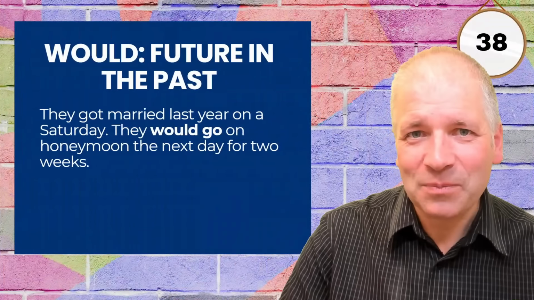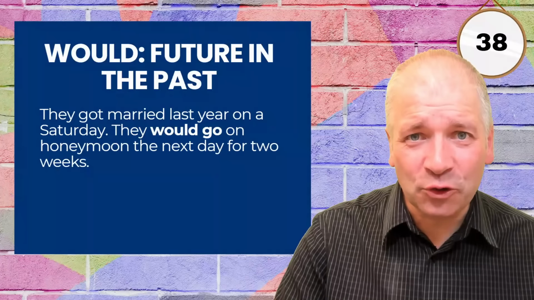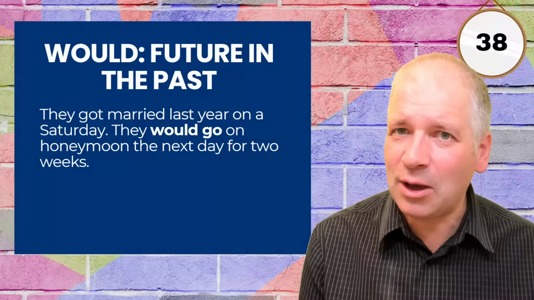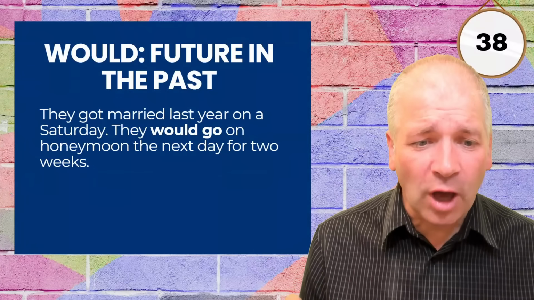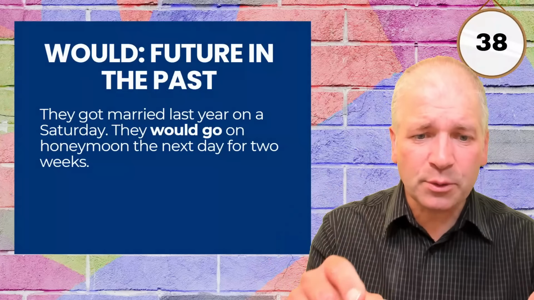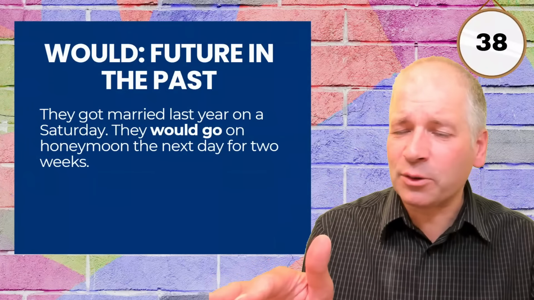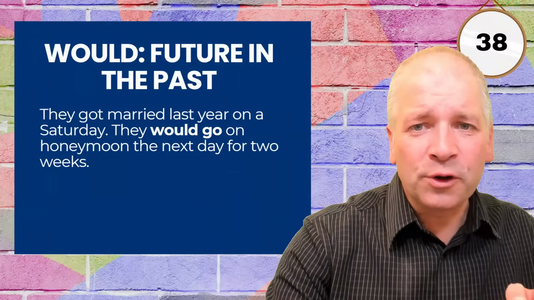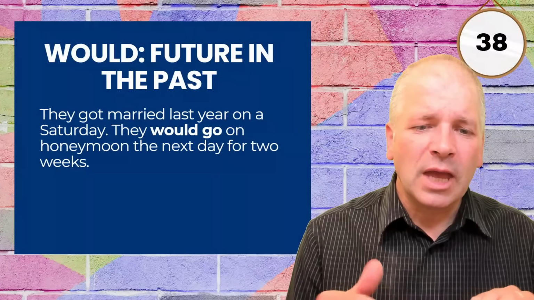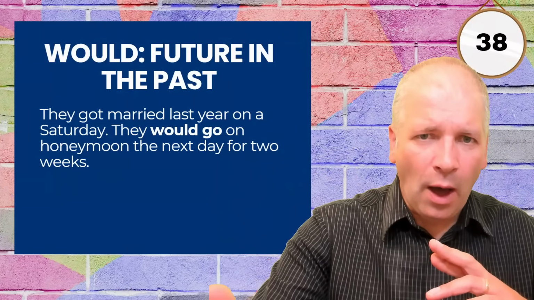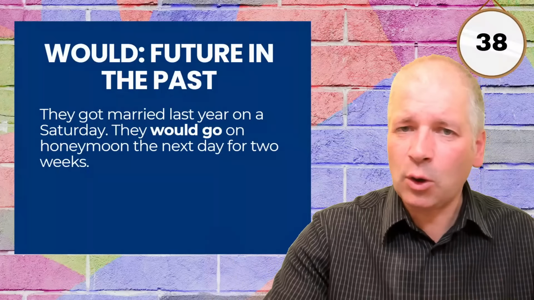Back to would again. Would is used for something called future in the past. Look at these two sentences. They got married last year on a Saturday. They would go on a honeymoon the next day for 2 weeks. So the time of the story is they got married on a Saturday. And when we use would, then we're looking forward from that moment. If you were at that moment on the Saturday, then the next thing in the future would be the honeymoon the next day. We call it future in the past.